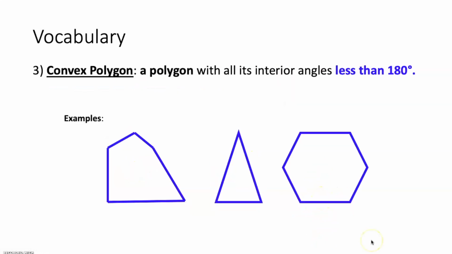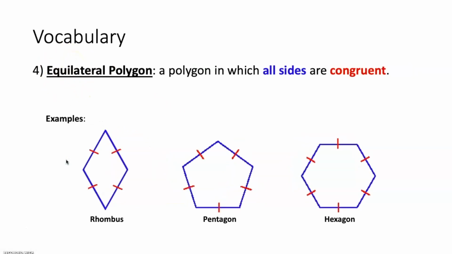Now on the flip side of that, we have a convex polygon, and that's a polygon with all its interior angles less than 180 degrees. So here you can see we have three different polygons, and each of the angles in each of these polygons are all popped out. None of them are popped in or caved in. You can see they're all extended outward, and they all measure less than 180 degrees. There are no reflex angles in any of these polygons. Therefore, they're convex polygons.